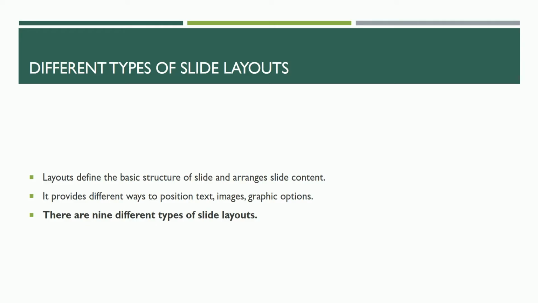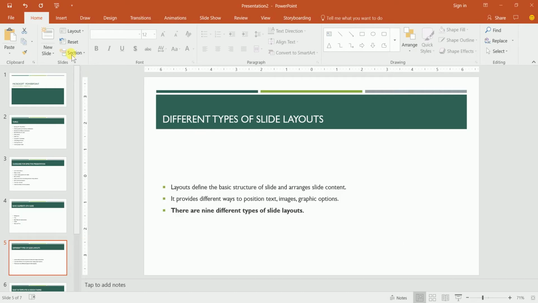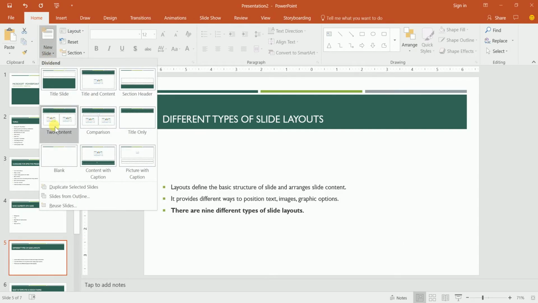So you have got different types of slide layouts. Let me show you all these. When you click on this new slide here, you are given 9 different types of slide layouts. As you can already understand from the name, it is a title slide. This is title and content. For example, the slide which I am using right now, which is present on my screen, this is your title and content. Then is your section header.